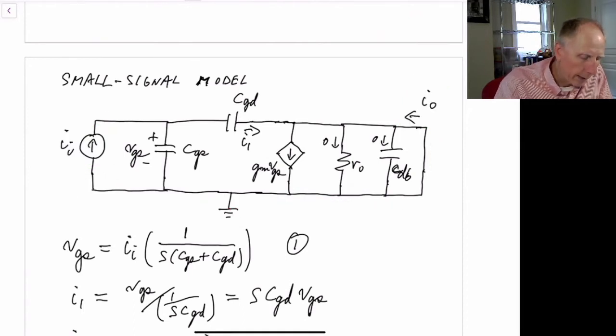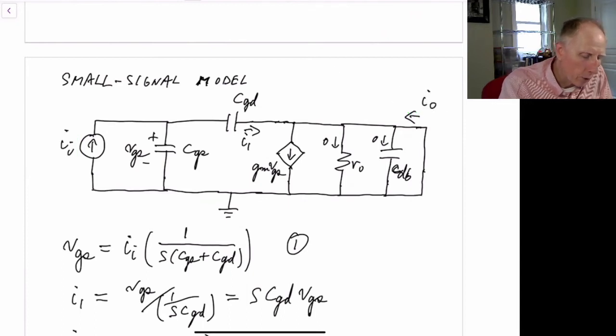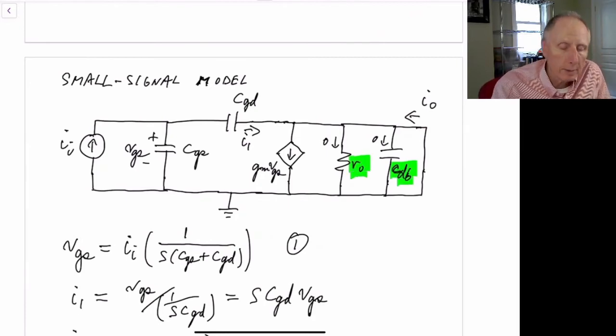So our goal is to find the gain from I sub I to I out as a function of frequency. If you notice, by shorting the output, C sub D, the drain to bulk capacitance, is unimportant, and the output resistance is unimportant, since the current across both these will be 0, since the voltage across both those is 0. So those won't come into play, and so we'll be able to better determine what the intrinsic high frequency current gain is for this transistor.